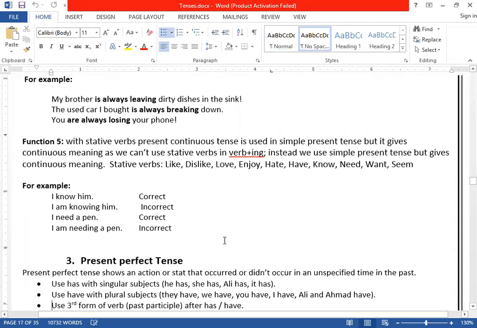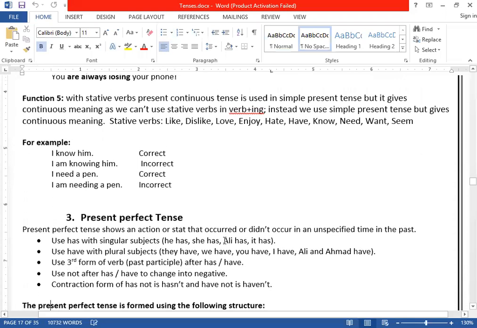Usage number 5 for present continuous tense: there are verbs we call stative verbs. If you don't understand stative verbs, you can watch the complete video on stative verbs, which is present on my YouTube channel. What are stative verbs? Stative verbs cannot be used in ing form. Here are some of the stative verbs that I have mentioned here. You can have a look.